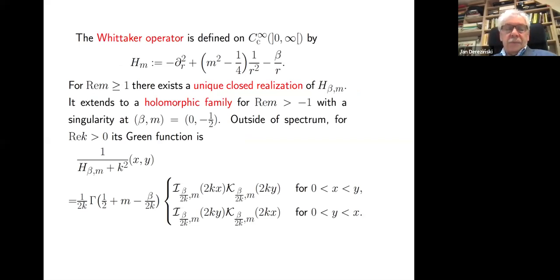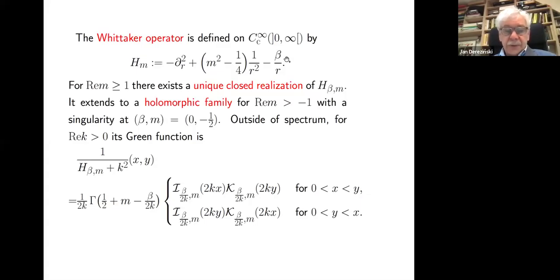Okay, so now a new species of exactly solvable Hamiltonians. This is sometimes called the Whittaker operator. It is very similar to the Bessel operator, which we discussed a while ago, but in addition, it has the Coulomb potential. This is the operator which you obtain when you solve the hydrogen atom, and this is the radial part of its Hamiltonian.